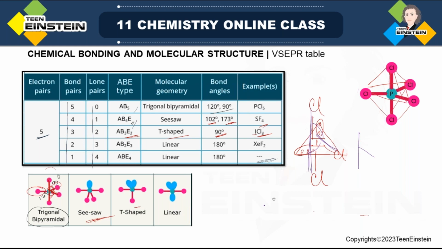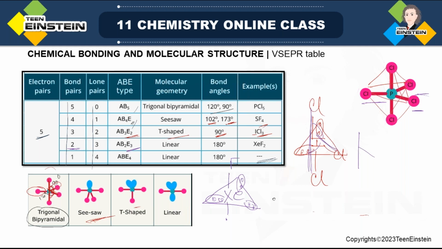Next is AB2E3. So when it is AB2E3, there are two bond pair with two B atoms and three lone pair. So XeF2, you just have to remember the parent structure. The parent structure is, I mean to say, AB5. Example is PCl5. Now in this case, as there are total three lone pairs, all these positions there will be lone pair. So the remaining structure is like linear shape, isn't it?